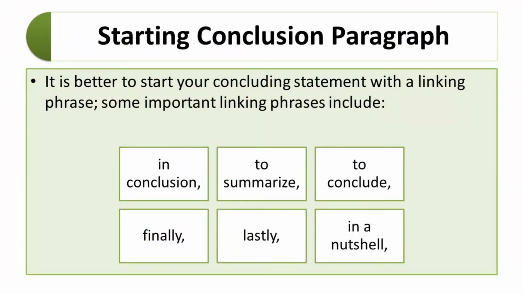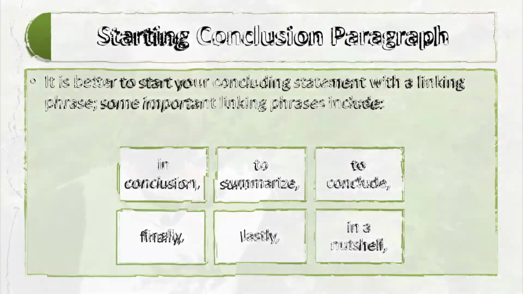Now when you are writing a conclusion, you can start your conclusion with certain words. Please have a look at this picture for the words that you can use to start your conclusion. You can start your conclusion with the words in conclusion, and then you will add a comma, or you can say to summarize, to conclude, finally, lastly, or you can also say in a nutshell. When you write these words, you are giving a hint that now you are going to summarize all the main points that you have already discussed. And this will also show that now you are going to end your answer.